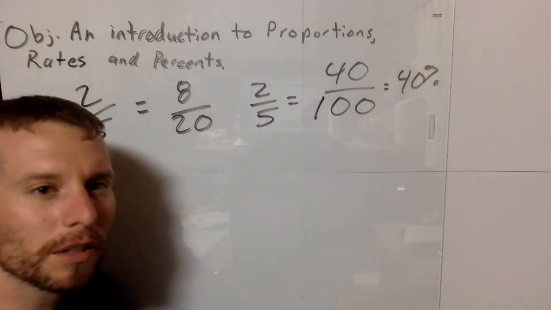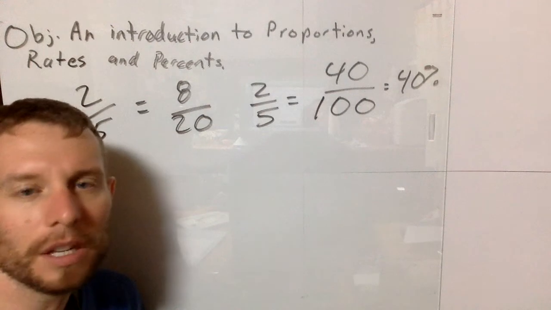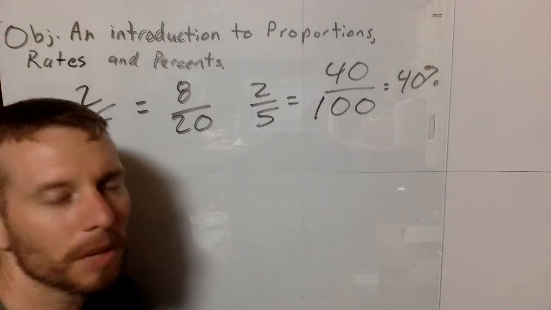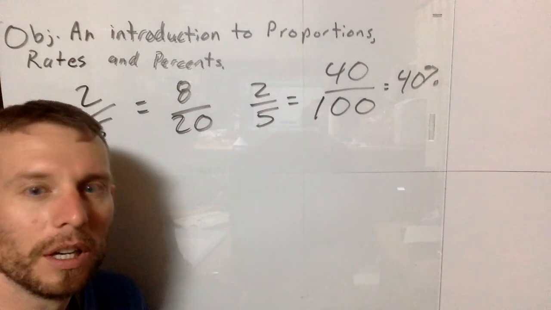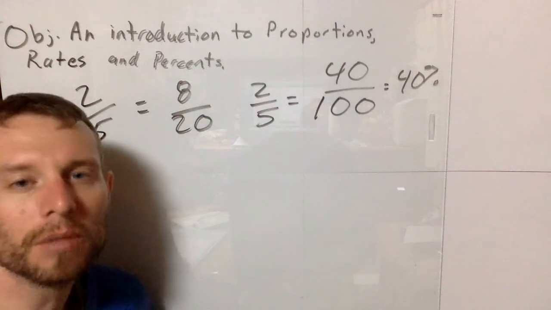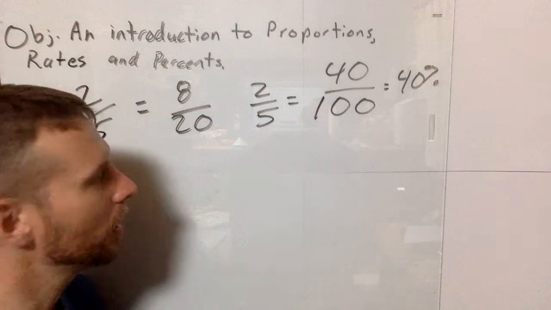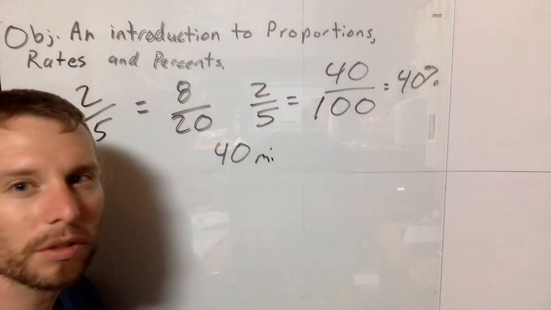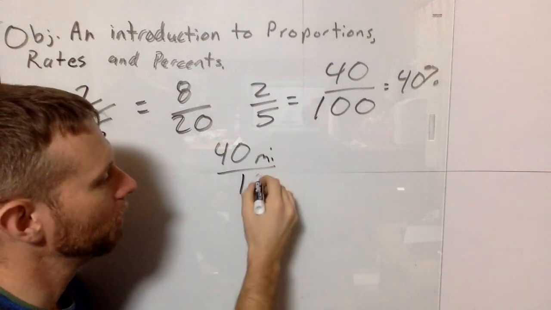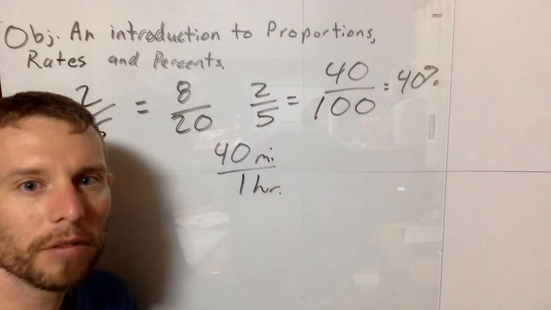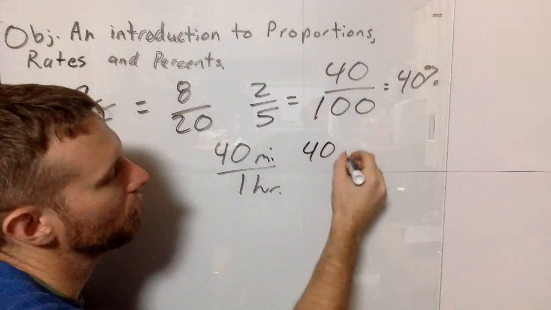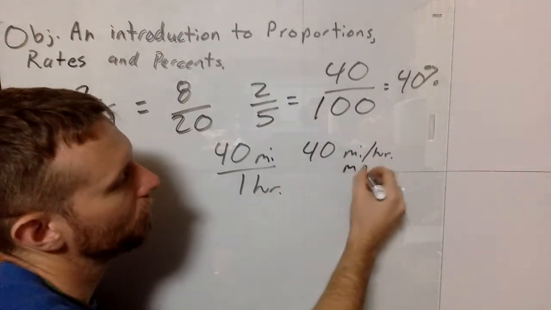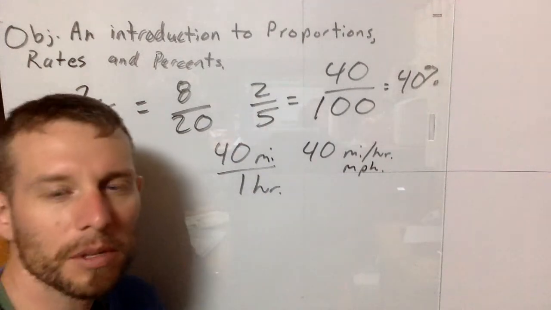Now, a rate is a little different. A rate is unique in that you're comparing 2 different units of measure. So some common rates that you'll hear is, for example, measuring speed will be miles per hour. And so if you're going 40 miles in 1 hour, that would be a rate of speed. Usually we write that like this: 40 miles per hour, or sometimes it's mph. You guys have seen that before. Same thing with kilometers per hour.